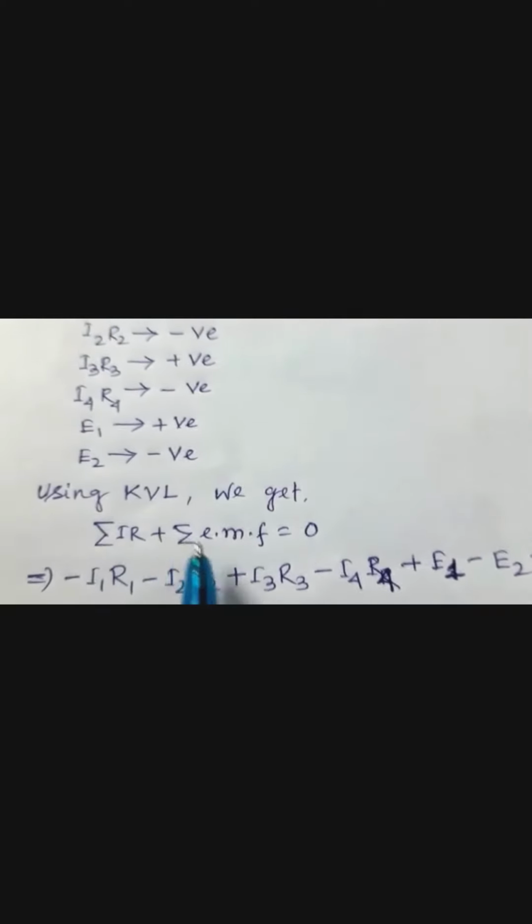Now using KVL, Kirchhoff's voltage law, as you know, the algebraic sum of IR drops plus the algebraic sum of EMFs equals 0, right? So now we'll put in all the IR drops. I1 R1 is negative, I2 R2 is again negative, I3 R3 is positive, and I4 R4 is negative.